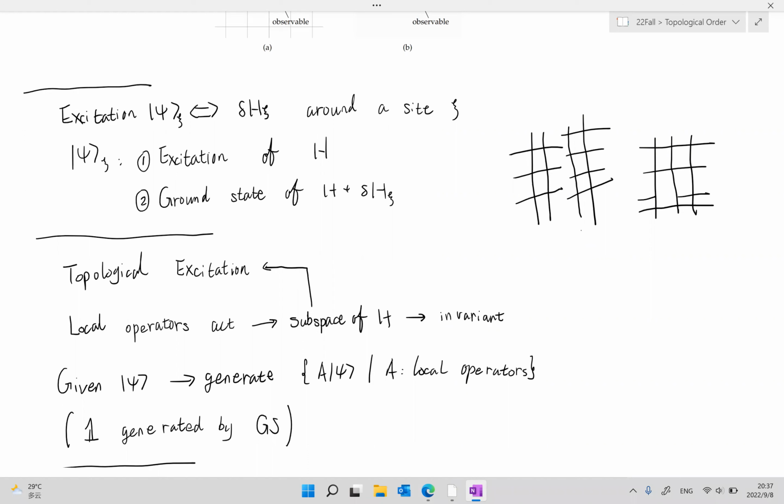I have another question. What do you mean when we say braiding? Braiding is some particle flying around, so if they don't have trajectories... Yes, so that's why we are talking about defects rather than excitations.